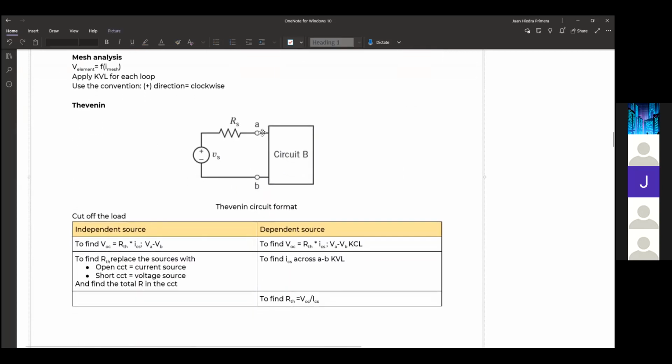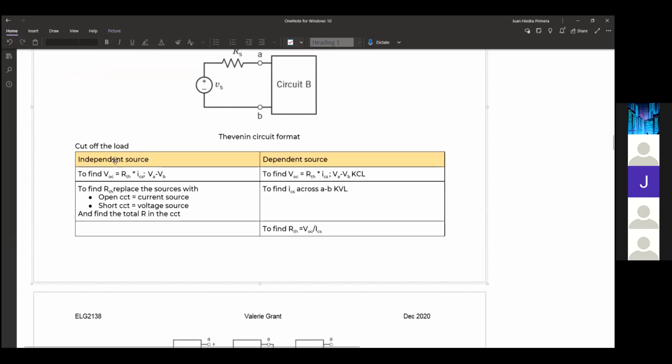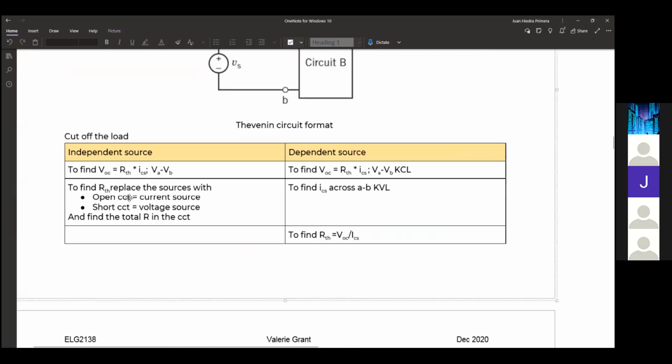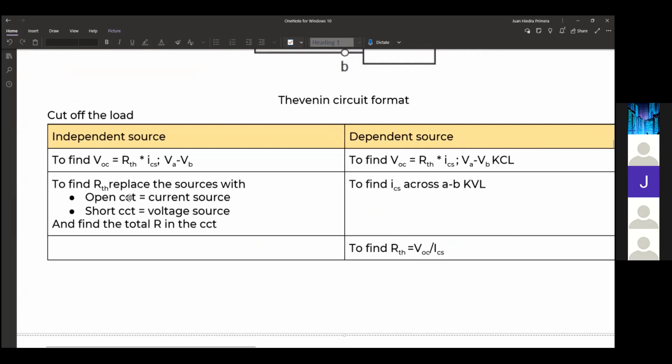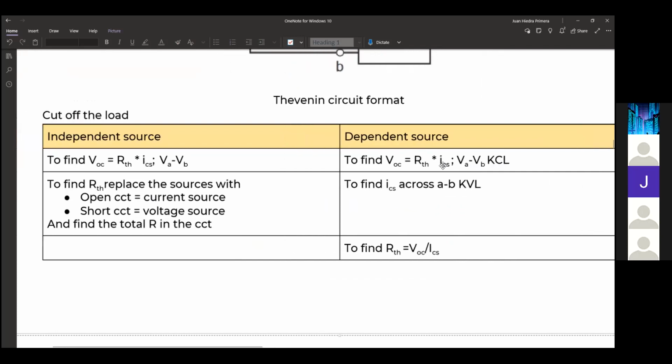Thevenin circuits. So sometimes you want to represent a larger circuit as simply being a load and a source in order to make it a little bit easier to deal with. In order to do that, you have to cut off the load and work on it that way. So if you have an independent source, you try and find your open circuit voltage. If you have a dependent source, you try and find it through a different way, using KCL instead.